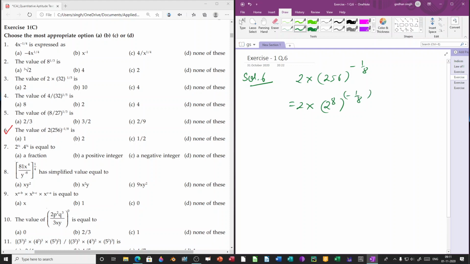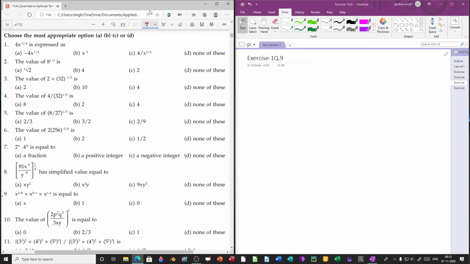And we know that the formula of a raised to m raised to n is a raised to mn. So equal to 2 into, both this 8 and this 8 will be cancelled out, we will get 2 into 2 raised to minus 1, and this will give us equal to 2 into 1 by 2, and that is 1. So the correct option for this is A. Therefore the correct option is A, that is 1. So this is the answer of question number 6. Now let us do question number 9.